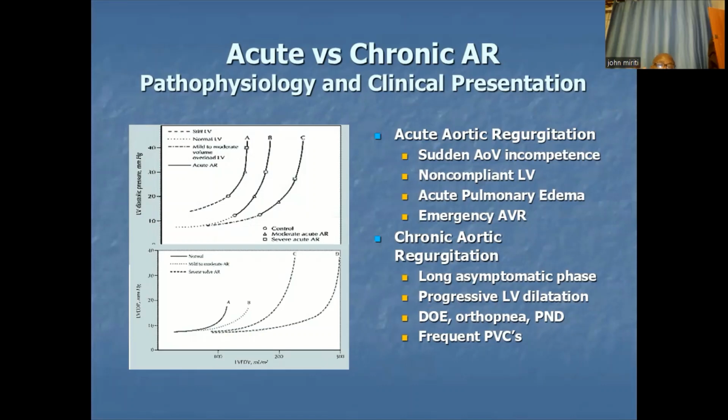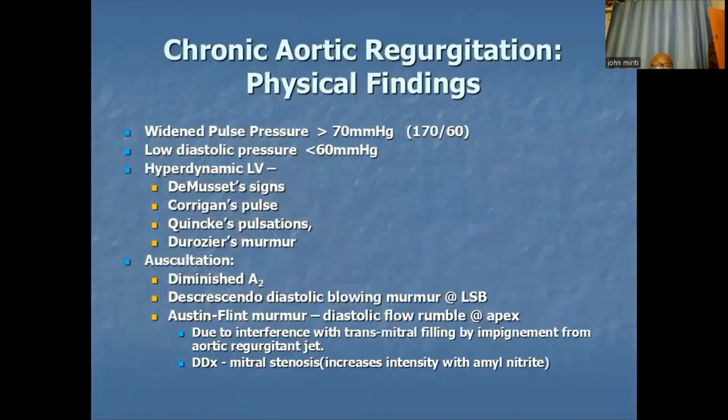dyspnea on exertion. There is orthopnea and there is paroxysmal nocturnal dyspnea. There is a frequency of symptoms in this type of patients. So let us look at chronic aortic regurgitations, the physical findings in this type of patient. So in this type of patient, there is a widening of pulse pressure.